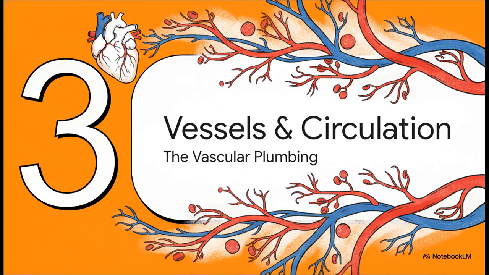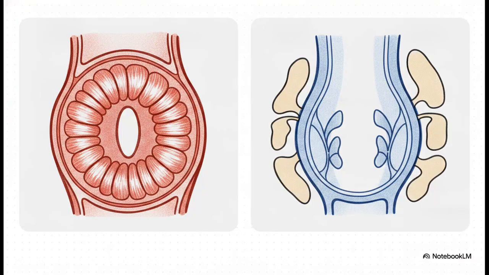Moving to Section 3, Blood vessels and circulation. Let's follow that cardiac output out of the heart and check out the vascular plumbing. Comparing the different vessels is a classic test topic. Arteries are thick and highly muscular. Once they fill up with blood, they use this incredible elastic recoil to maintain high pressure and just force that blood forward.